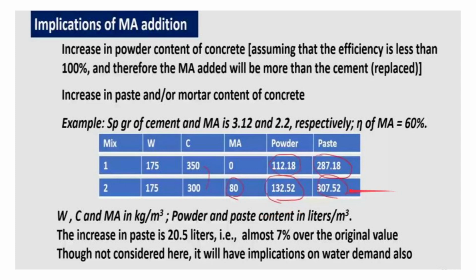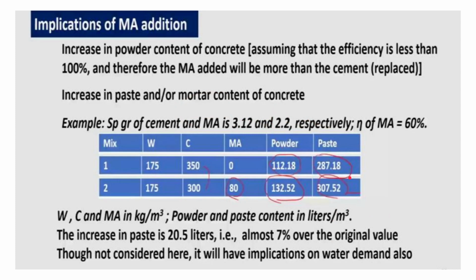Powder as well as the paste, both in volume, that is liters, are increasing by 20.5 liters, and that is equivalent to around a 7% increase of the original value. So the addition of mineral admixture results in about a 7% or 20 liters increase in the volume of the paste. That is the implication, the effect of using this.